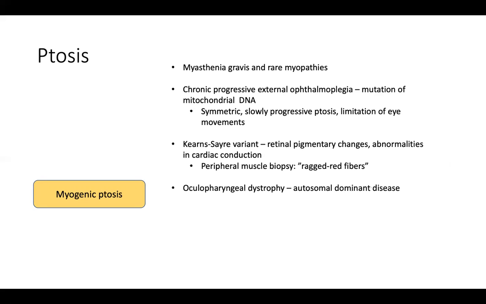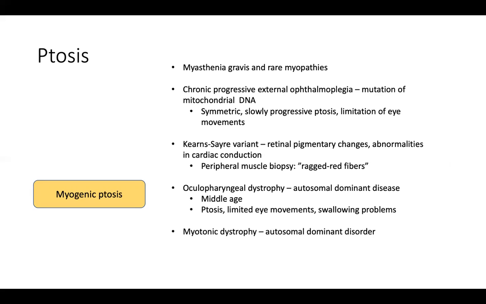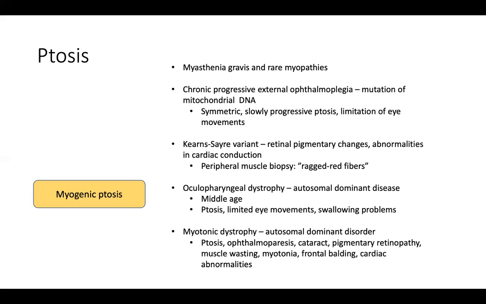Oculopharyngeal dystrophy is a distinct autosomal dominant disease with onset in middle age, characterized by ptosis, limited eye movements, and trouble swallowing. Myotonic dystrophy, another autosomal dominant disorder, causes ptosis, ophthalmoparesis, cataract, and pigmentary retinopathy. Patients have muscle wasting, myotonia, frontal balding, and cardiac abnormalities.